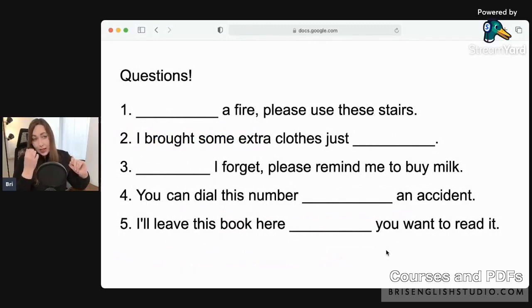Let's get into some questions. We have 5 questions. So, number 1. We're going to use either in case or in case of. We're not going to use if here. Number 1: a fire, please use these stairs. Would you put in case of a fire, in case of a fire, or in case of fire? Oh, very good.